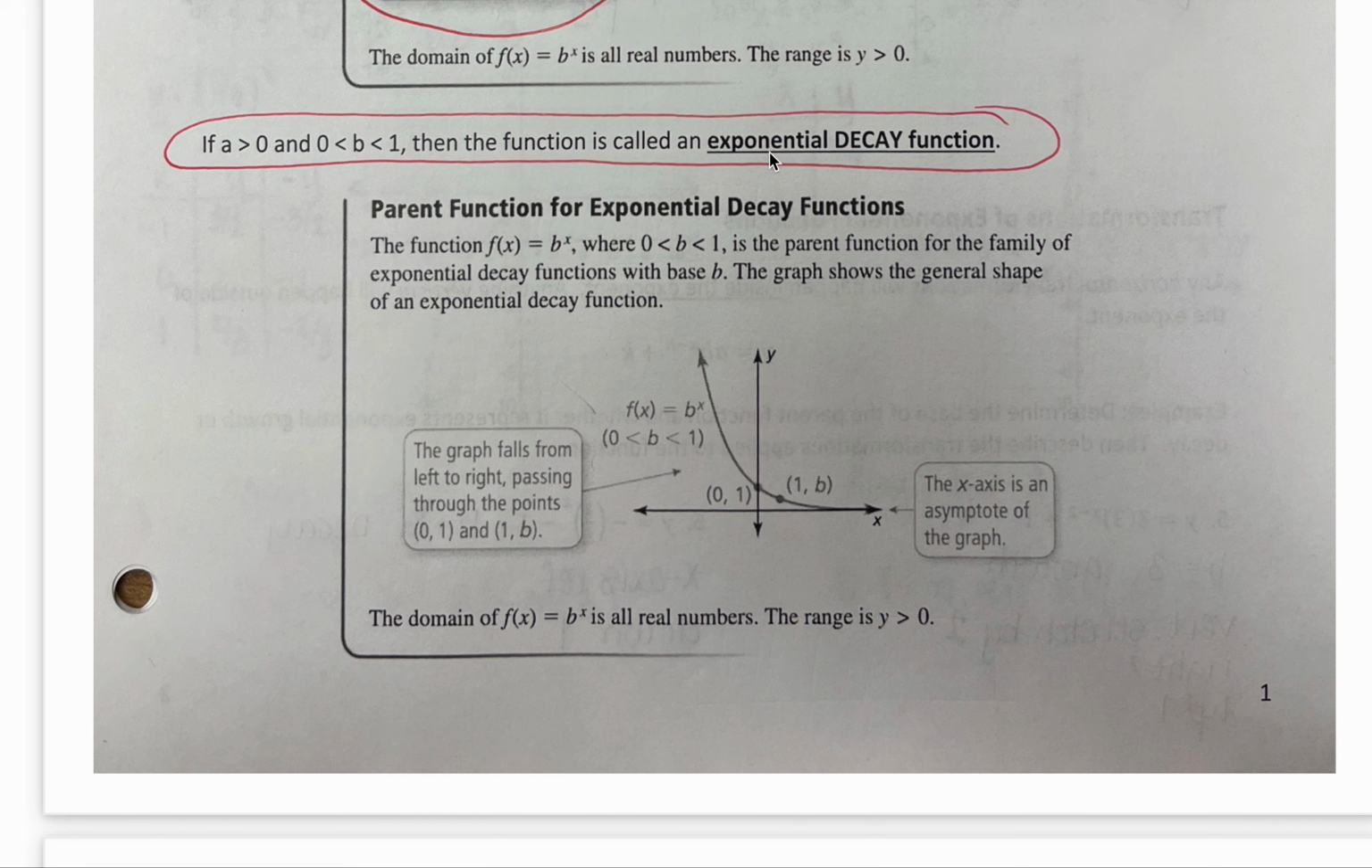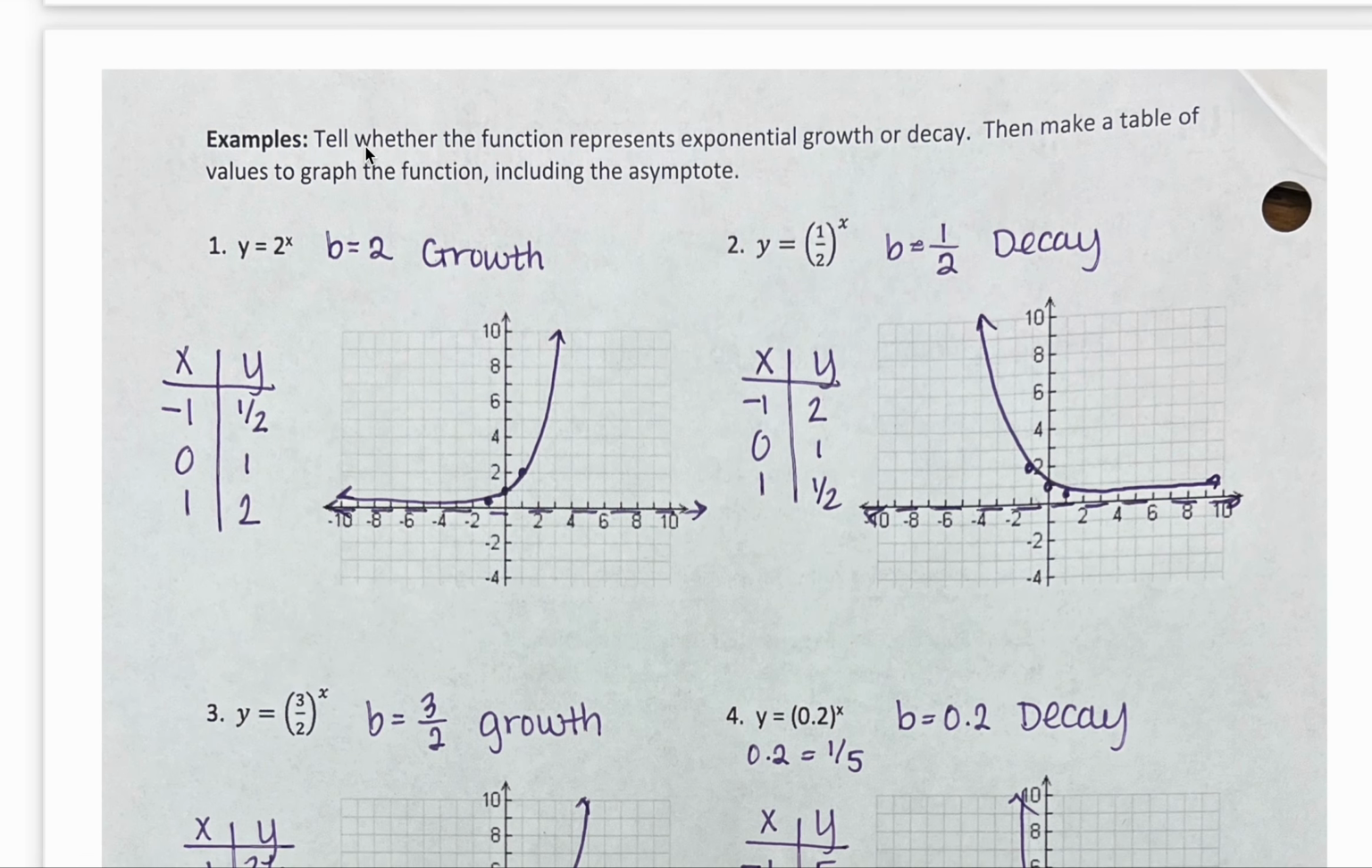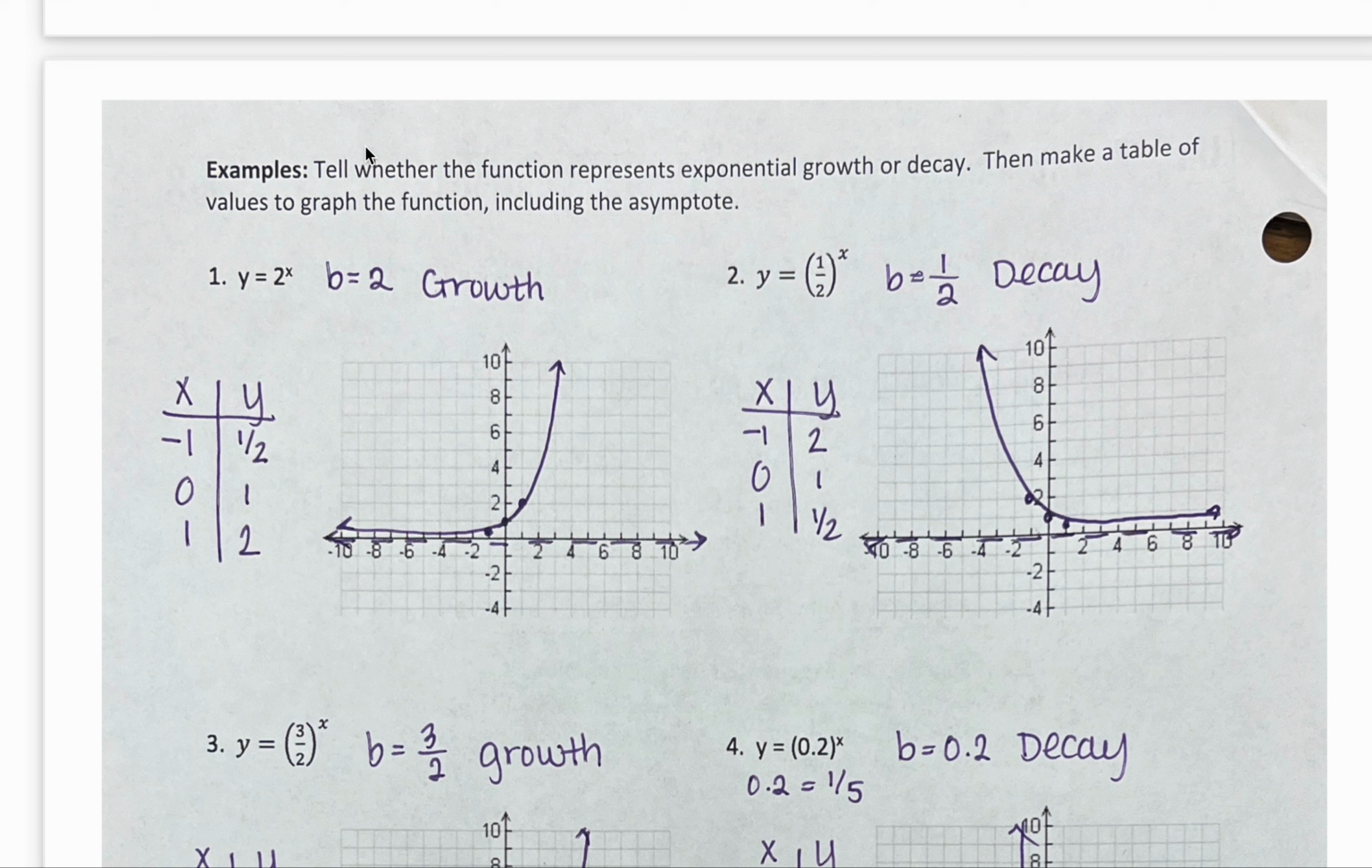Again, the way you tell the difference between growth and decay is the value of b. If b is between 0 and 1, it's decay. If b is greater than 1, it is growth. Okay, so this is where you may just want to listen for a minute, and then you can go back and copy this down from the PDF, or pause the video as you're watching, because I'm going to talk through this, and I'm not going to leave a lot of time for you to copy down.